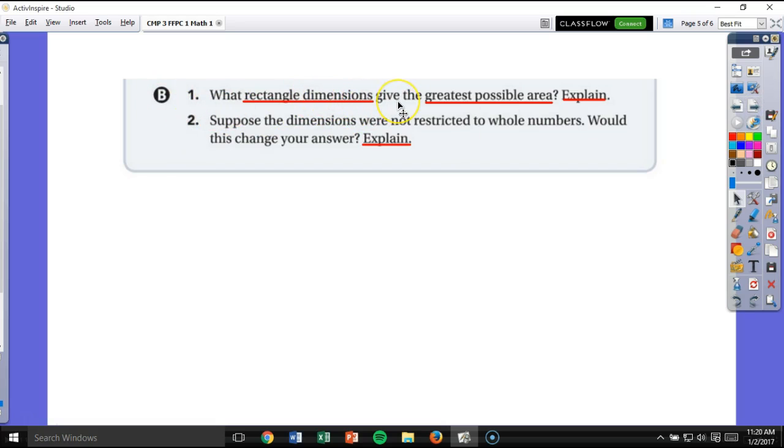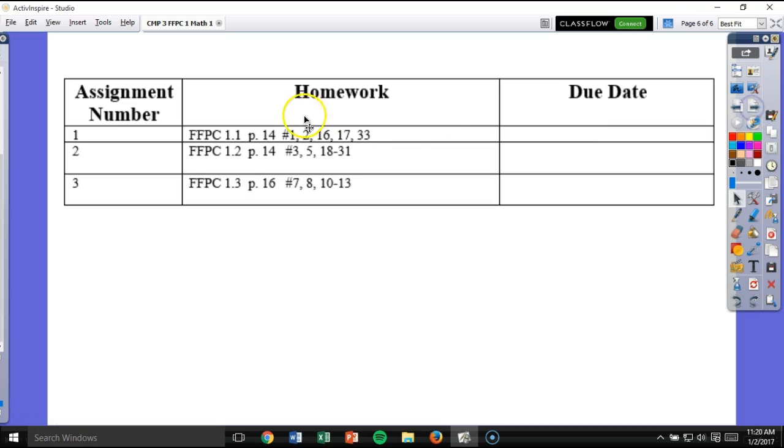What rectangle dimensions give the greatest possible area? So we want to see what the greatest possible area is. Please explain how you know that, and then determine, if the dimensions were not restricted to whole numbers, so if we could do the 2.5 by 7.5 or whatever other non-whole numbers you want to use, would this change your answer for the length and width that has the greatest possible area? And please explain that. So that is investigation 1.1, and our ACE work again is beginning on page 14: 1, 2, 16, 17, and 33.